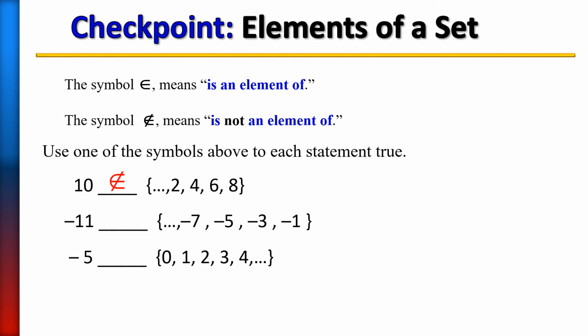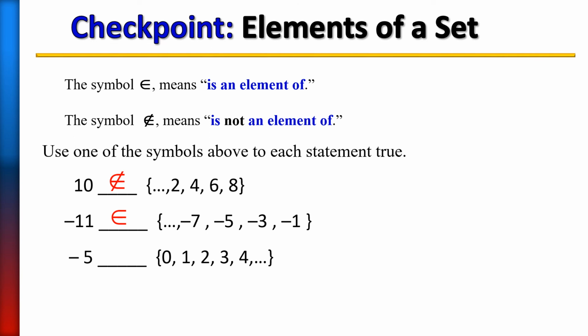Next, we have negative 11. So would you say that it is an element of the second set that's given? Well, we see here we have our odd numbers, and they're negative. So odd negatives, we have the ellipses, which means it's going to continue on to negative infinity as long as it includes an odd number. So we would say that negative 11 is a member of that given set.